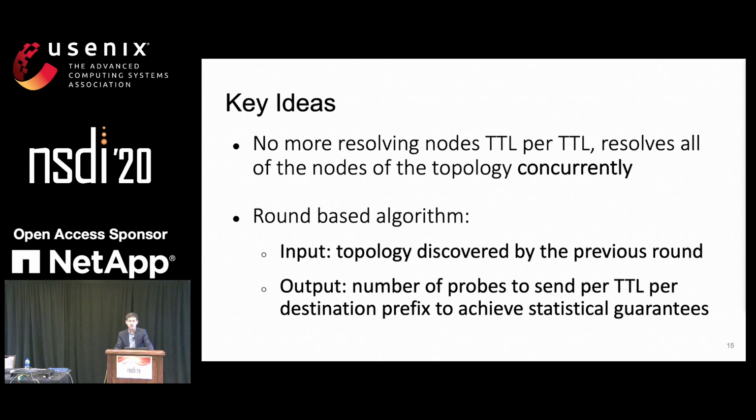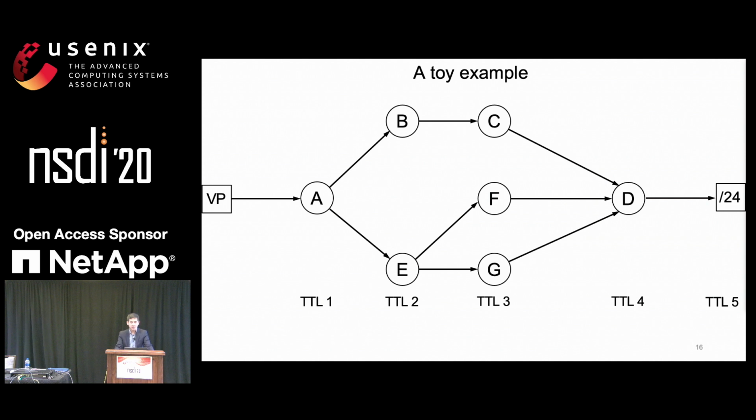The important thing here to understand is the concurrency aspect of the new algorithm. It will be able to resolve millions of nodes in parallel, because we're not proceeding node by node, TTL per TTL anymore. So again, we will reuse the same topology that we used for the two previous techniques. So recall A is still a per destination load balancer, as well as E.